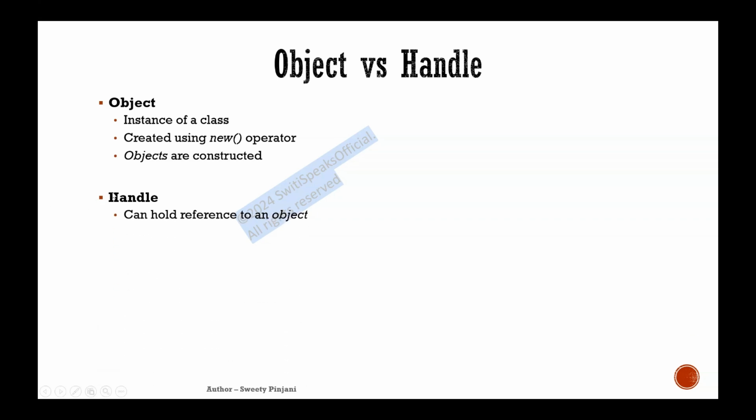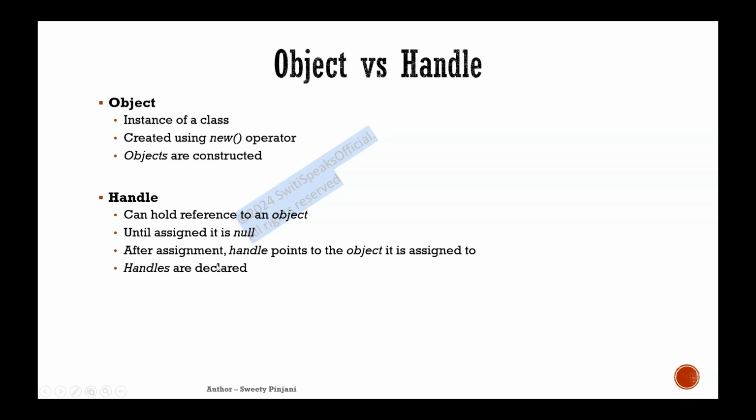A handle is something which can hold a reference to an object. It is not an object, but it is holding a reference to an object. A handle is always null, but the object will get the initial values of all the class variables. Whatever is the initial value of the class variables, that will be given to the object. But in the case of a handle, until it is assigned, it will always be null. And once it is assigned, the handle will point to the object it is assigned to. We say objects are constructed and handles are declared.